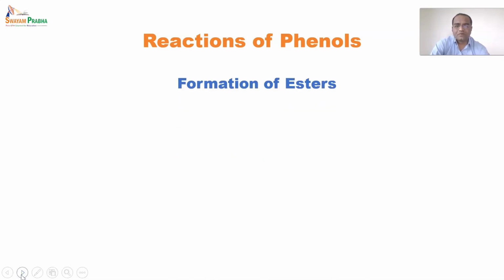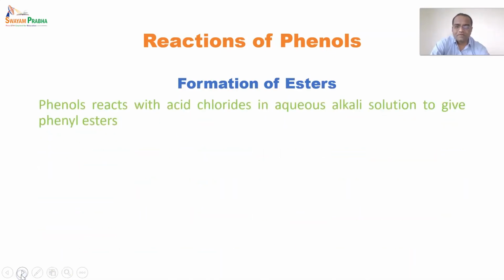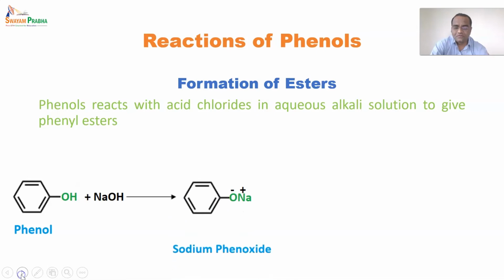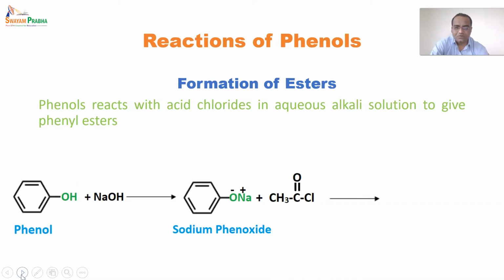Now we'll see reactions of phenol. Firstly, formation of an ester. Phenol reacts with acid chloride in aqueous alkali solution to give phenyl esters. Phenol and alkali solution, that is NaOH, gives sodium phenoxide. And treatment with acid chloride gives an ester. The name of this compound is phenyl acetate. So phenyl and the remaining part, that is acetate. So phenyl acetate.